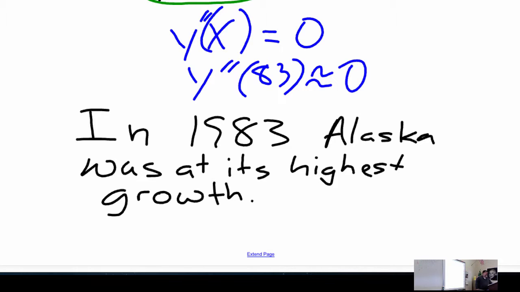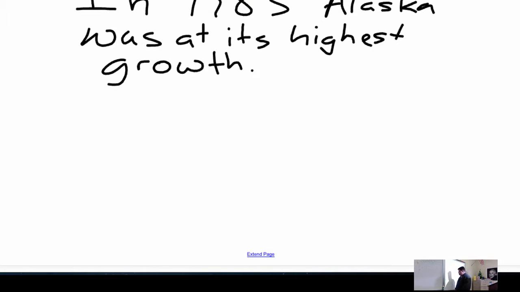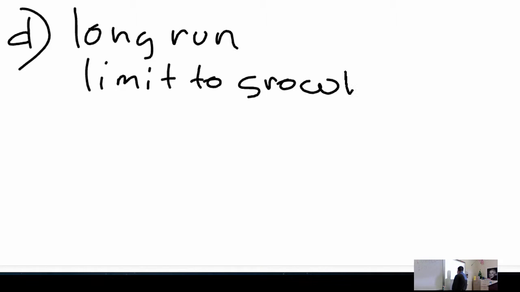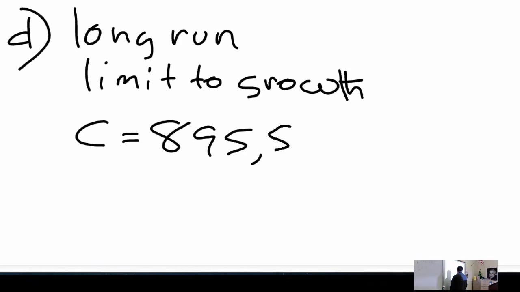Part D wants us to figure out what the limit to that is. To find the limit of that, part D wants to know what the growth will look like over the long run. So they say long run. Mr. Adams said because it's a logistic model, there's a limit to growth. Okay, so that's always our C term. That means my population will never really be bigger than that.